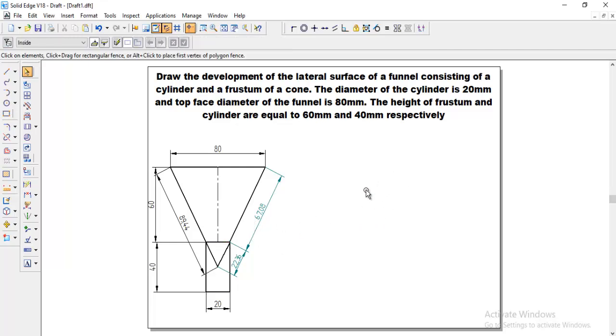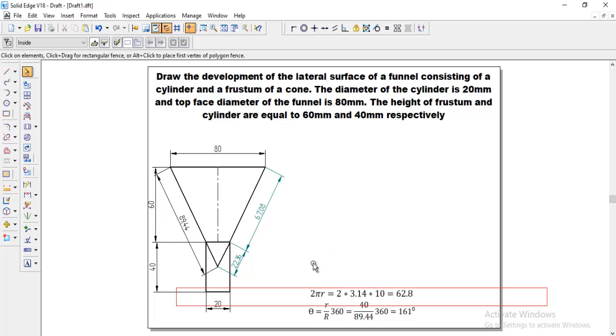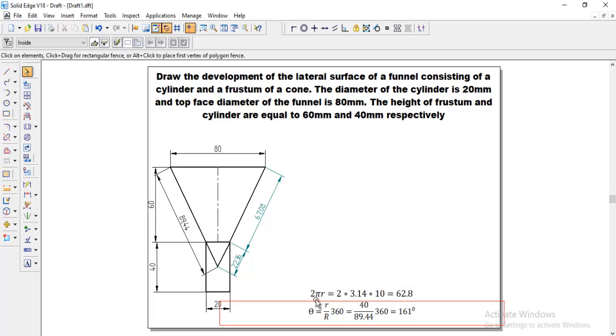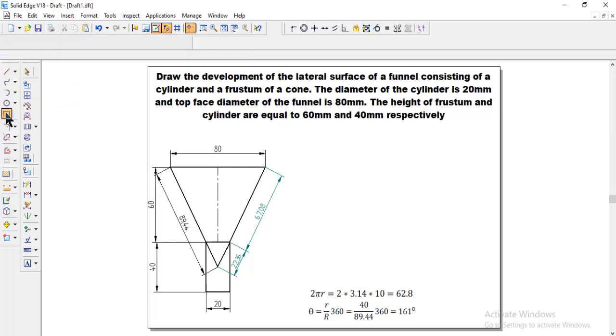While doing the development of this cylinder, when we unfold the cylinder, it will look like a rectangle. The total height of the rectangle we can get is 40, but what is the total length? To get the total length of that rectangle, the width can be calculated by using the periphery formula, that is, circumference 2 pi r. So 2 into 3.14, and the diameter is 20, so the radius will be 10. So the total length is 62.8. Once we have this data, we can construct the development of the bottom cylinder.